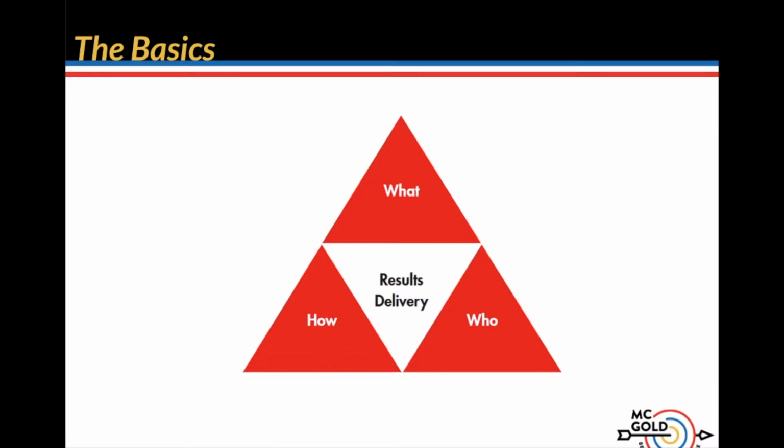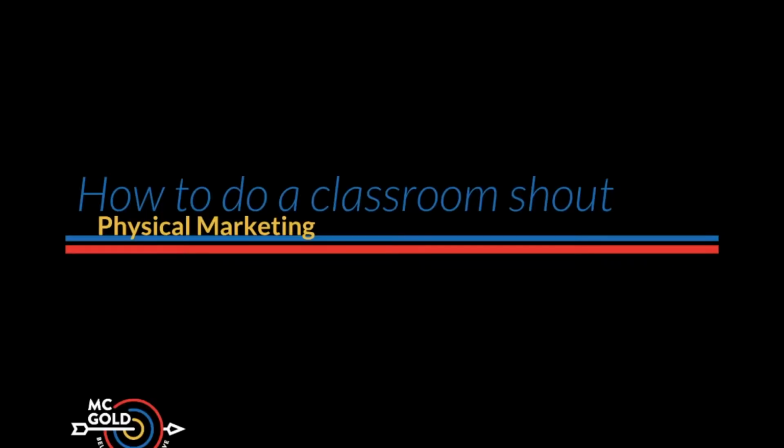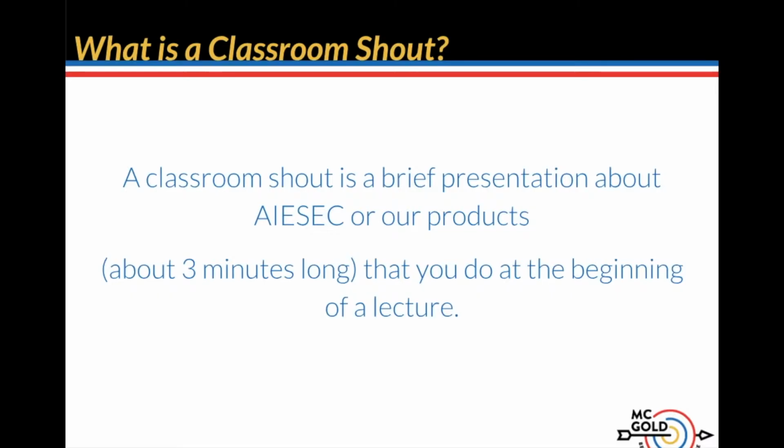Then what is being clear on what our products are, what the specific projects are that we have, how the logistics work, and what the value proposition is. And then how is the sales methods that we're going to see now for class shouts and tabling. So let's start with how to do a classroom shout.